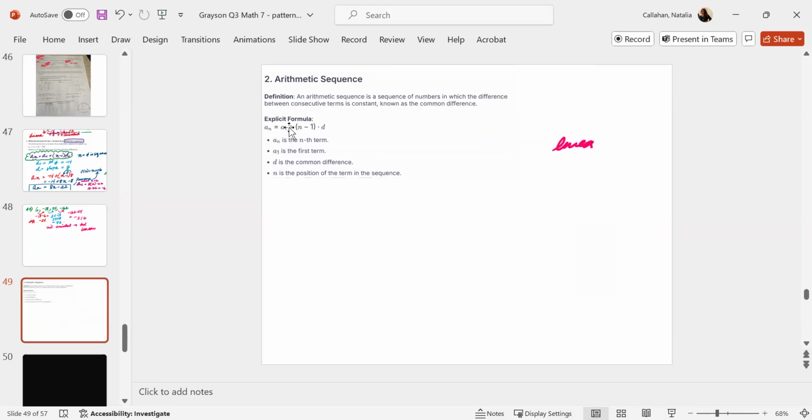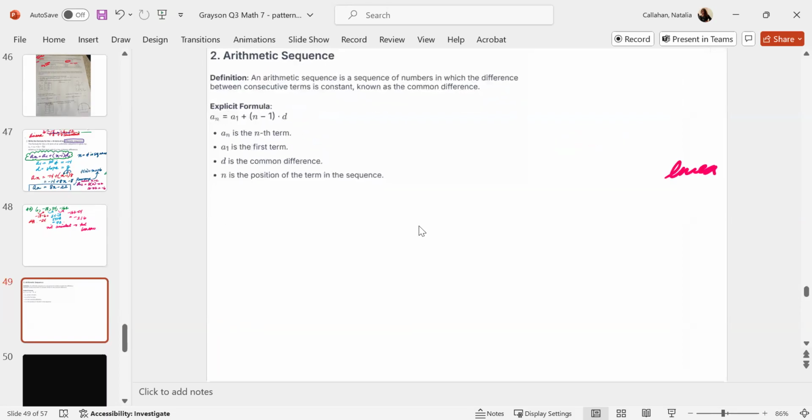A sub n equals a sub 1 plus n minus 1 times d. D is usually the slope, right? A sub n is the nth term. A sub 1 is the first term, right? D is the common difference, if it's consistent, like last time. N is the position of the term in the sequence. Like, is it the 100th number? Is it the second number? Is it the 80th number, right? That's the first one you want to definitely write down. So that will be the first one.